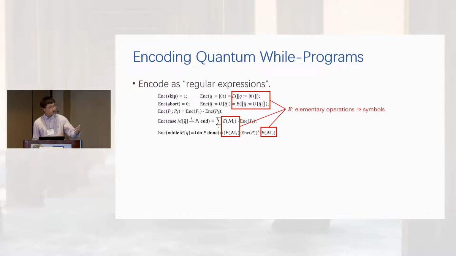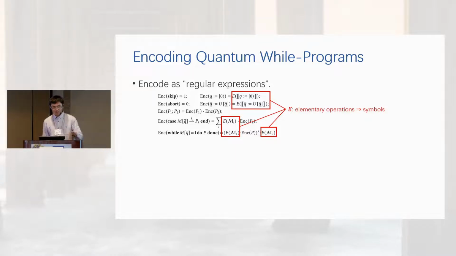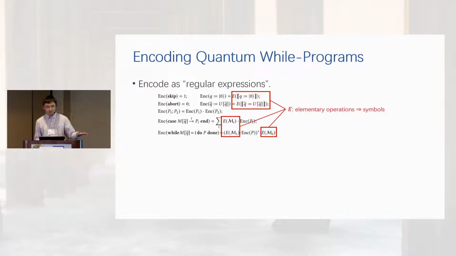We then show how to encode quantum while programs, as formally defined here. We basically encode them into regular expressions, and you can see that many elementary operations, like qubit reset, applying unitary transformations and measurements, are abstracted as symbols. So their information is lost. When we actually need them in the algebraic derivation, we need to import them as premises when necessary.